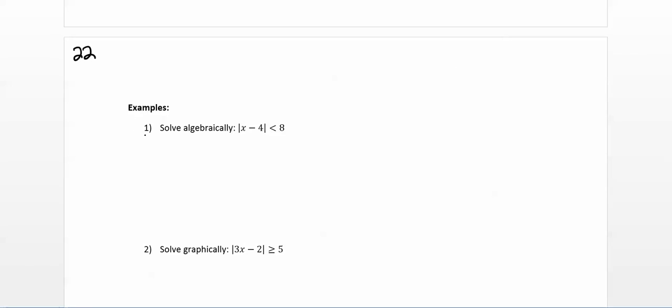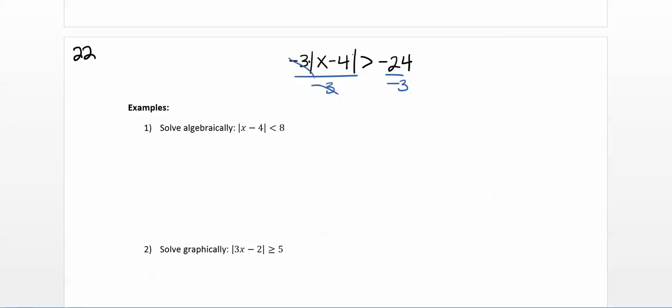Solve algebraically. Absolute value of x minus 4 is less than 8. So the first thing we need to do is identify if this is a less than or a greater than. Actually, before you can even do that, you have to make sure that the absolute value is completely isolated. So if I gave you an example like this, okay, it says greater than, right? But the absolute value is not isolated because we are multiplying it by a -3. Don't distribute into absolute values. You're not allowed to do that. So instead, I'm going to divide both sides by -3.